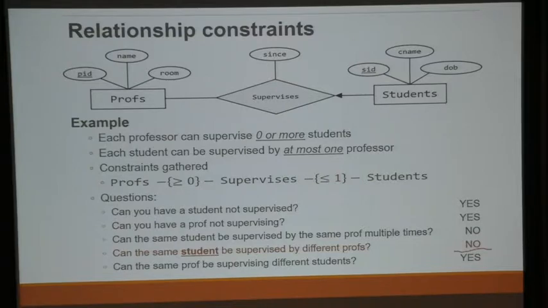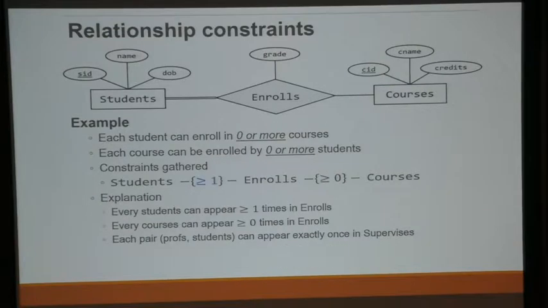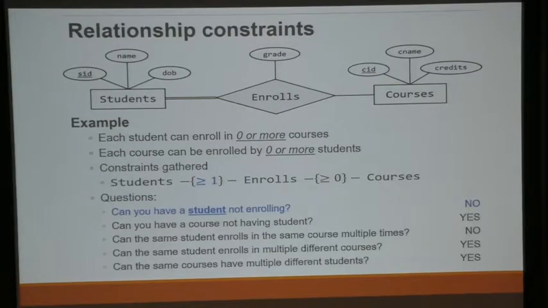Okay, the same student cannot be supervised by a different professor. For a total participation constraint, greater than or equal to 1. So the relevant question is this. It is no. Every student must appear in the enroll relationship. Okay?